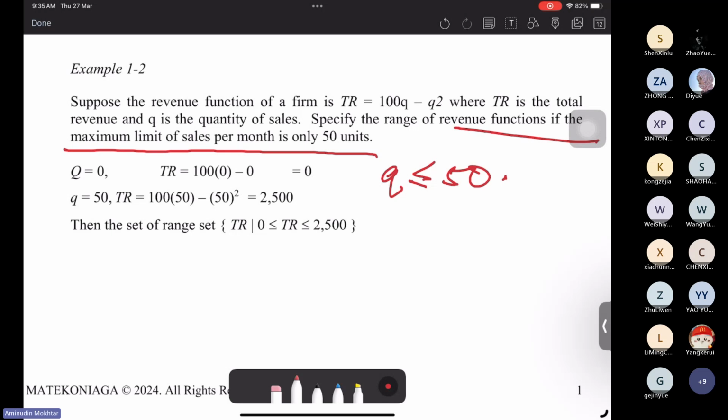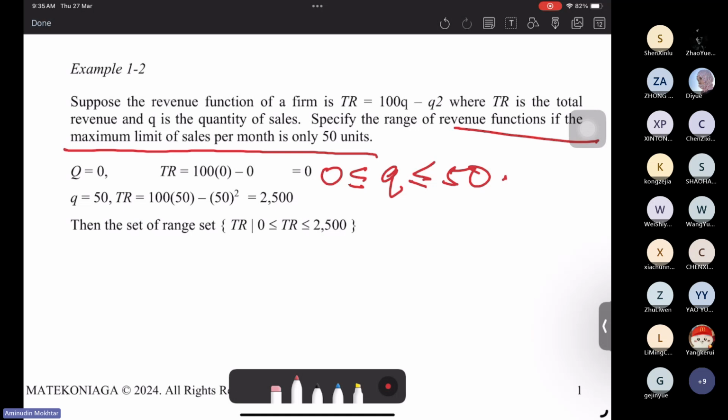In economics, you must remember that quantity must be positive. The value of quantity is never negative, it cannot be negative. So, since this question sets the maximum value of quantity at 50, we understand that therefore the value of Q in this case must be between 0 and 50. That's how to apply the theory in this case.